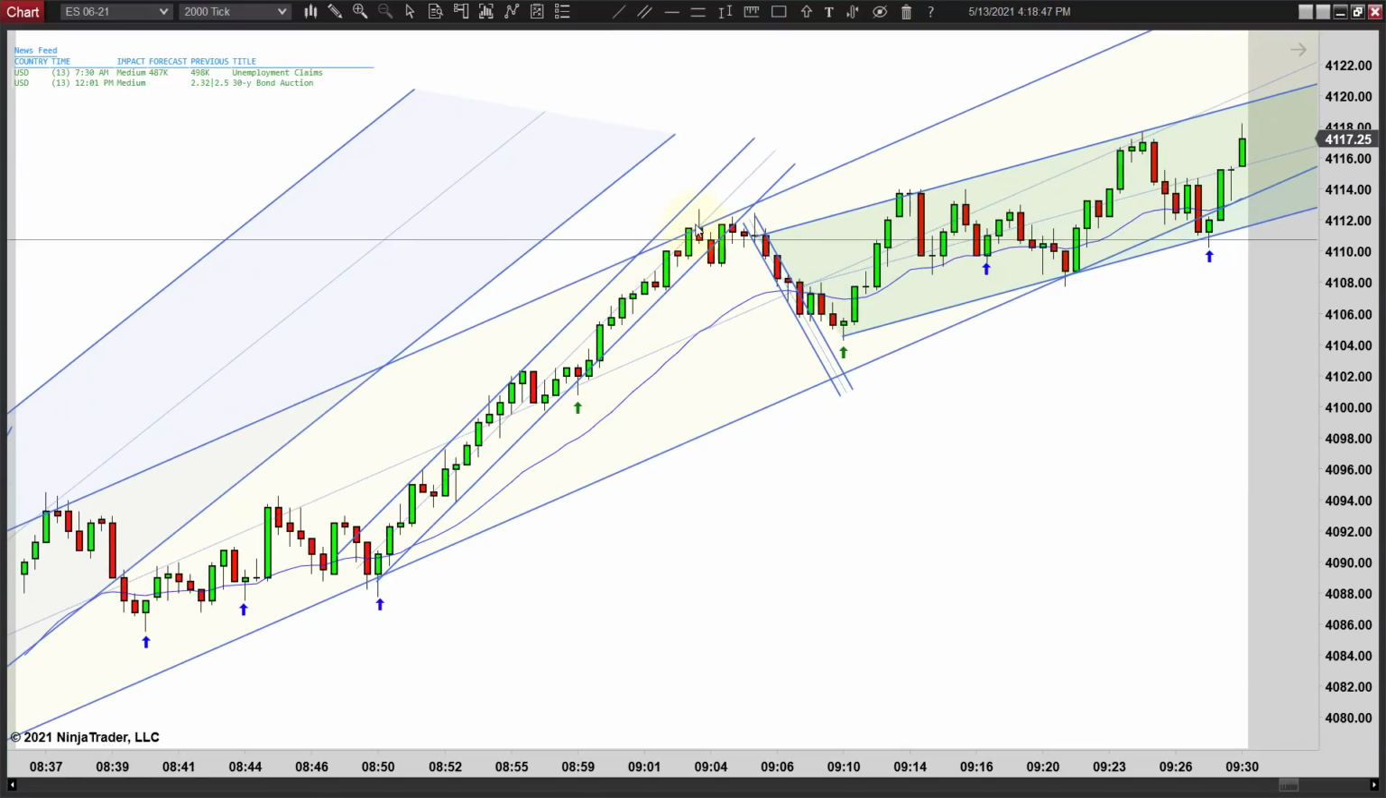Runs on up. Where does it turn down? Right at the very high of the yellow channel. You try to go higher a few times. I didn't mark this short because this is such a strong trend.